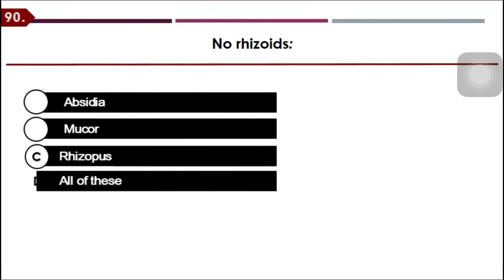Next, no rhizoids. Is it Absidia? Is it Mucor? Is it Rhizopus, or all of these? Again, no rhizoids. We have letter B, Mucor. Again, no rhizoids, Mucor.